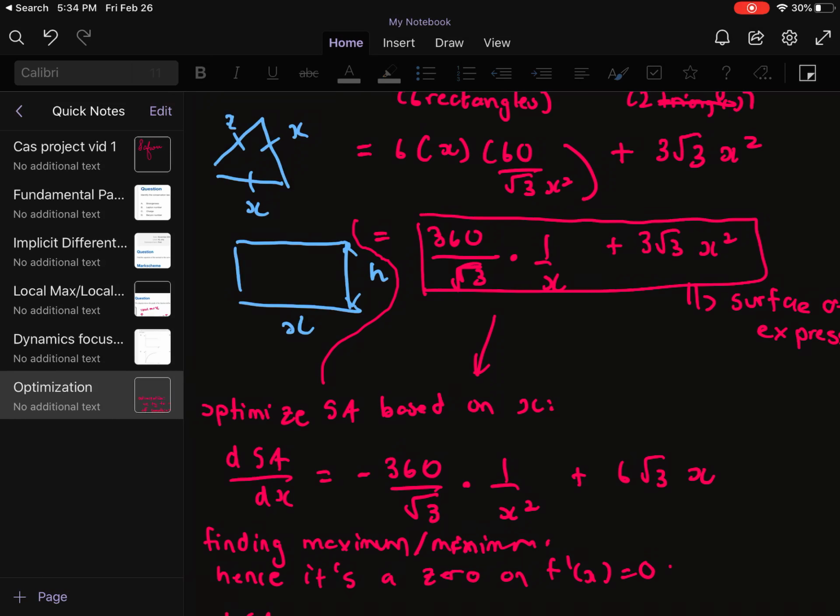So 360 over root 3 is just 360 over root 3, because it's with the 1 over x, right? The derivative of 1 over x is negative 1 over x squared. Some of these you have to know. So something like root x is 1 over 2 root x. For 1 over x, it's negative 1 over x squared. You just have to know these because these ones often come up.